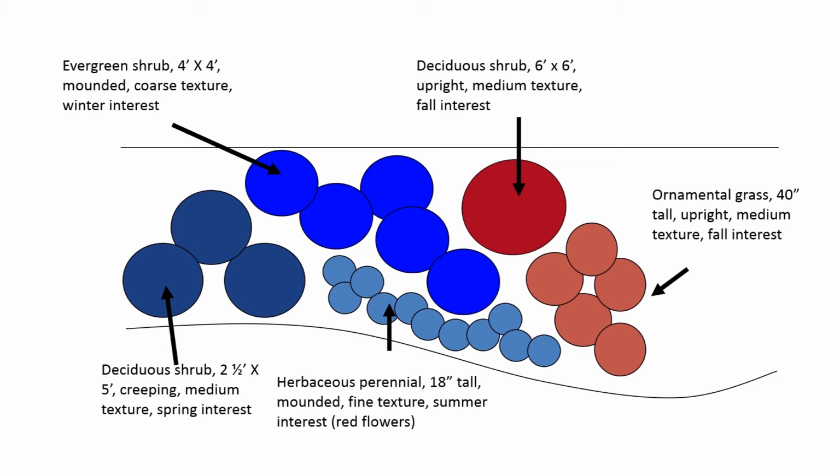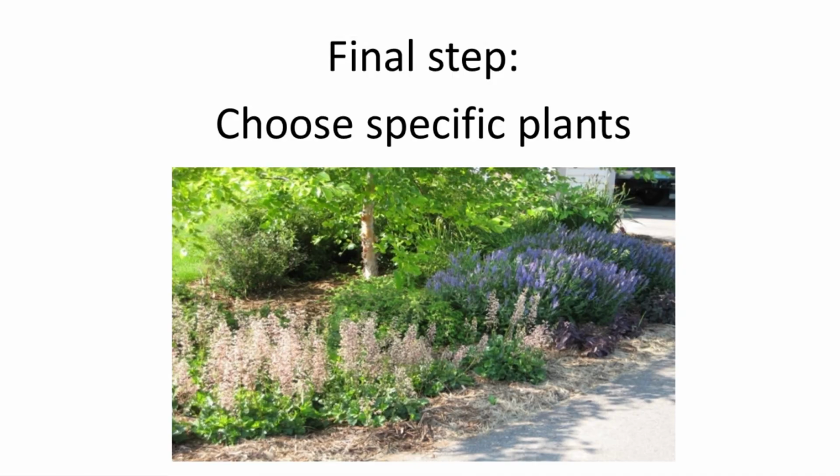Notice too how the groups of plants are slightly intertwined in a naturalistic way. No blocks of plants or straight lines between the groups that catch the eye. The final step is to find specific plants that match each of the characteristics that we just planned for.